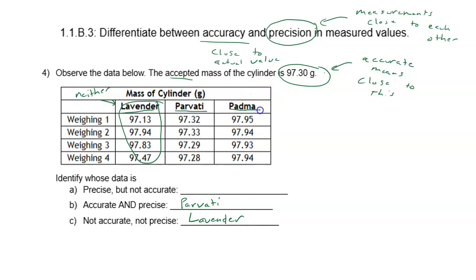When we go to Padma here, we'll notice that Padma's measurements are not accurate. She is not close to that 97.30. However, Padma's numbers are close to each other. So for Padma, it just looks like her balance needs to be recalibrated. She had good precision in her numbers because they're close together, but not accurate. So I would say Padma goes there.